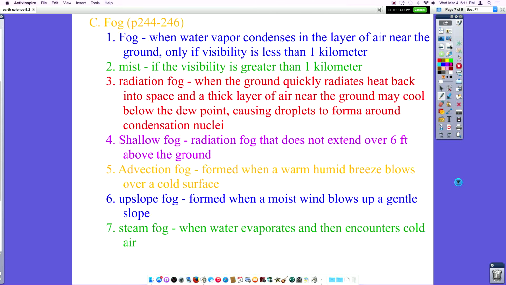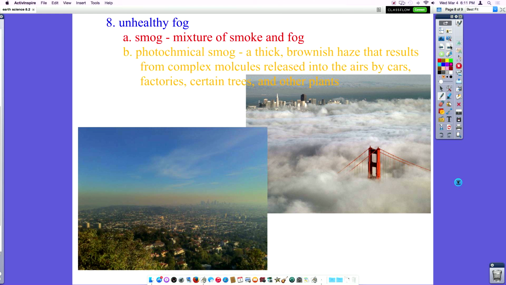Now, there is a type of unhealthy fog back in the 1800s when factories were becoming more prominent. That's smog, a mixture of smoke and fog. The smog we encounter more nowadays is not so much a mixture of smoke, but it's a photochemical smog, a thick brownish haze that results from complex molecules released in the air by cars, factories, certain trees, and other plants. So some of those things that contribute to photochemical smog are naturally occurring, but really it doesn't get bad until we look at cities.